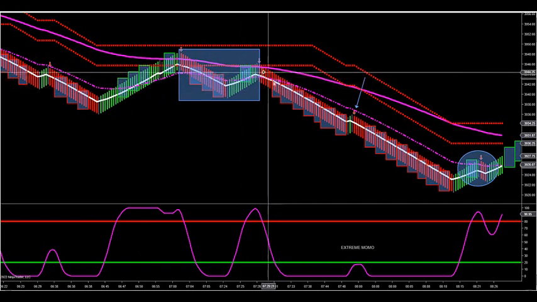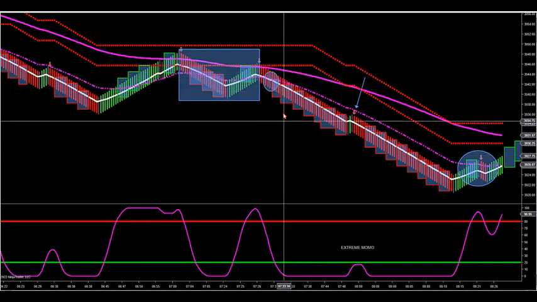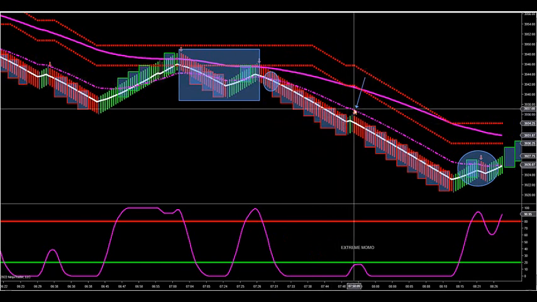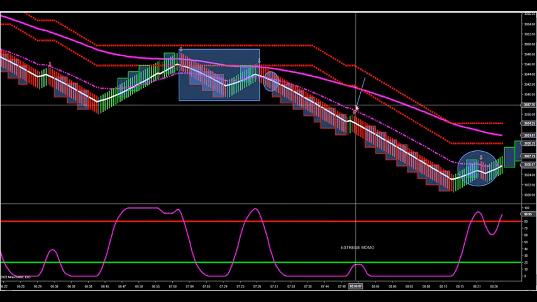This will be in the algo also. It's called a first cross trade. We cross, it never comes back and crosses back above it before the arrow fires. That's called a first cross trade.